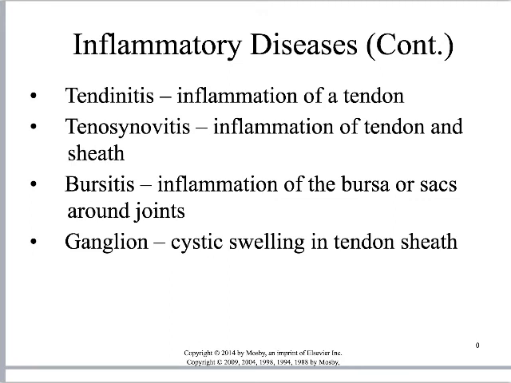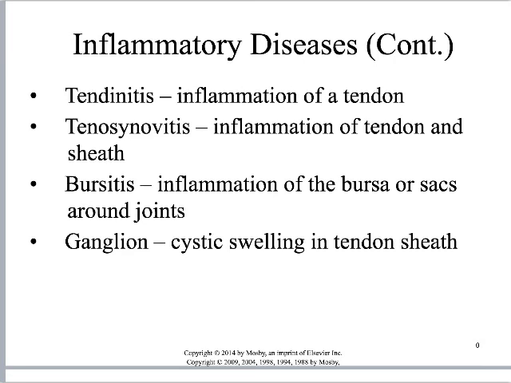Tendonitis is the inflammation of a tendon. I can't say that one. Can anyone say it? Tenosynovitis, I'll take. Tenosynovitis for 1,000 points. Inflammation of both the tendon and the sheath. The tendon and the sheath. We get the complicated word.